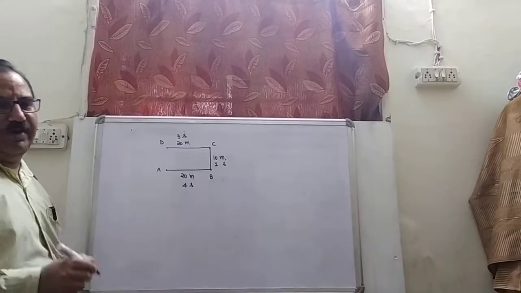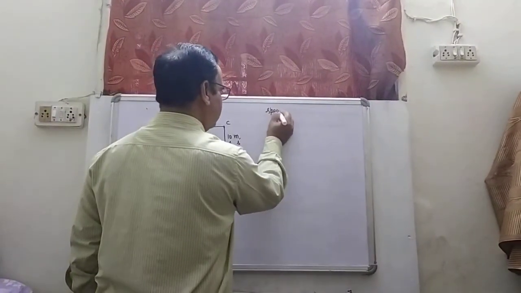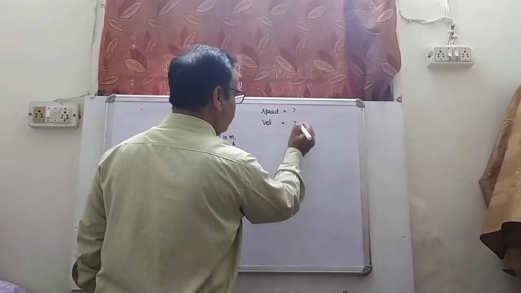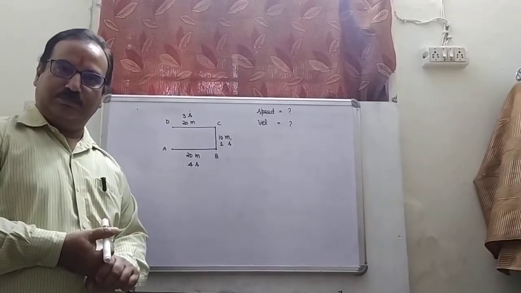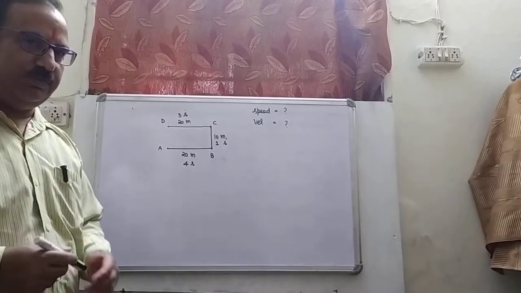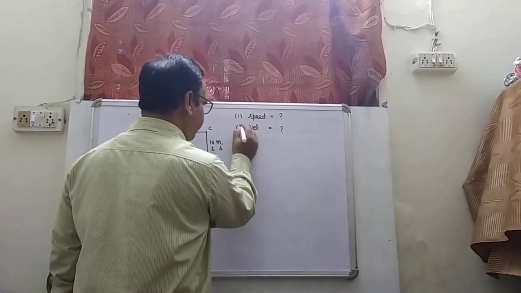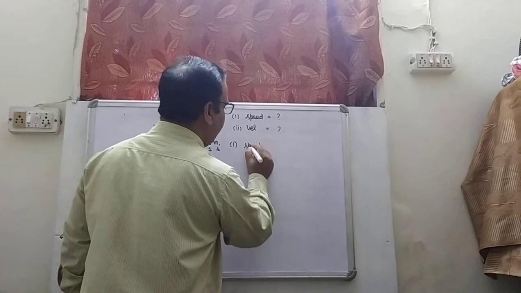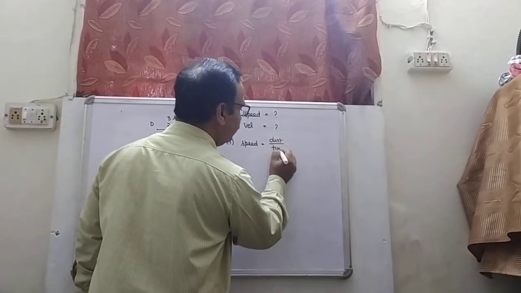My target is to find out the speed of the object and the velocity of the object for the whole journey. How can we find the speed and how can I find the velocity? First we will take the speed. We know that speed is distance upon time.